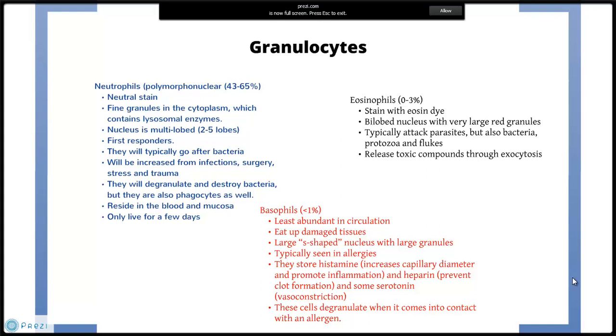They store histamine and heparin and also some serotonin, so they're important because in inflammation you need more blood to get to that site, so they increase the capillary diameter to promote inflammation. And they also release heparin to prevent clot formation, and then the serotonin will cause vasoconstriction as well. And they also can degranulate when they come in contact with an allergen to promote the inflammatory response.